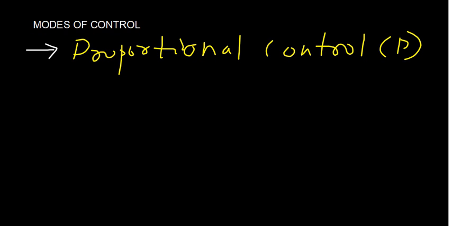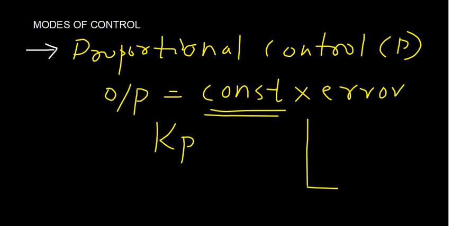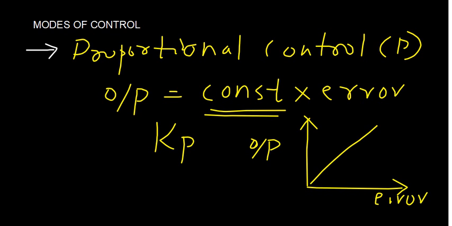Wherein your output will be some constant into error. This constant we generally call KP, the constant of proportion, right? Now if you take the representation of this, take this as output and this as error, it would be a straight line like this. So this is the simplest form of the modes of control you can have, which is the proportional control.